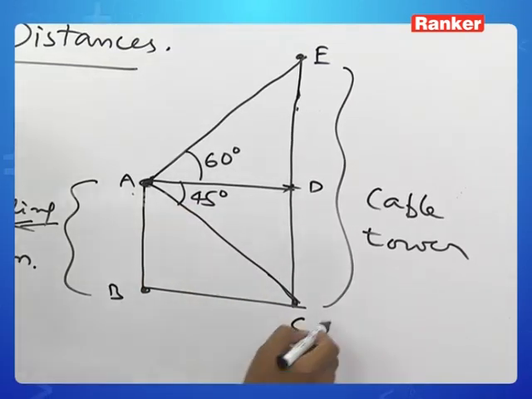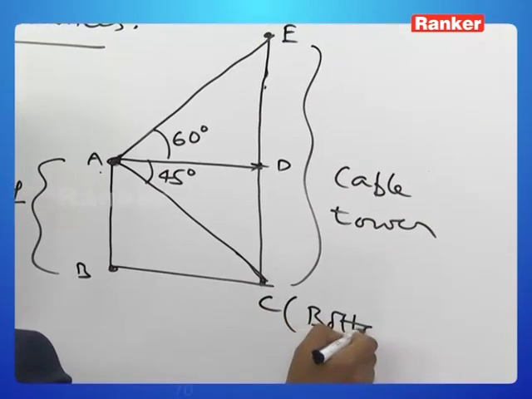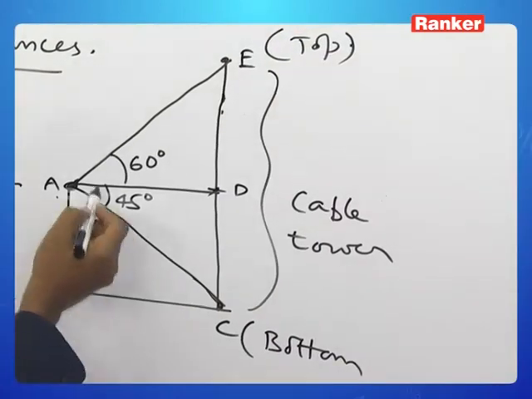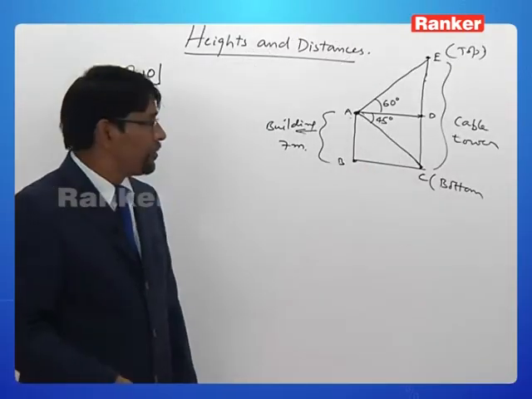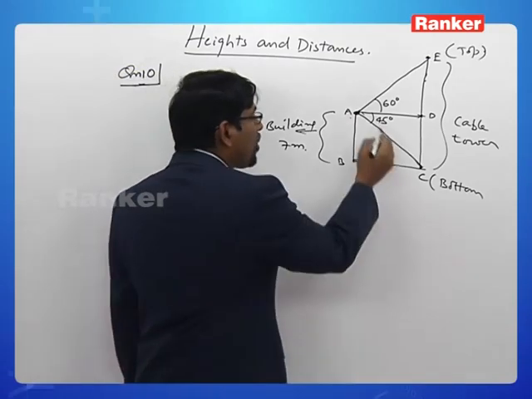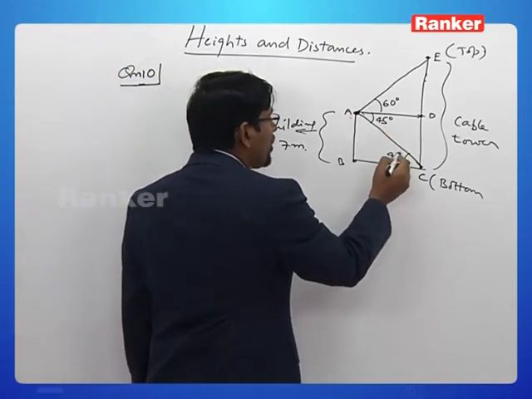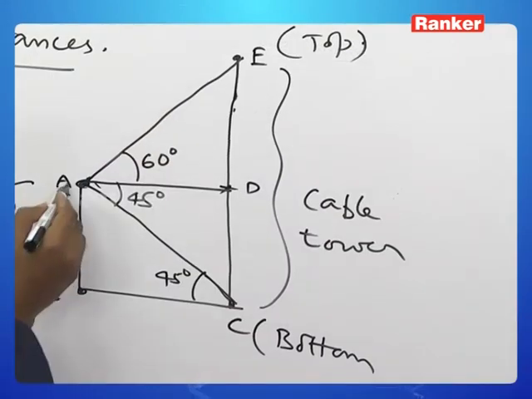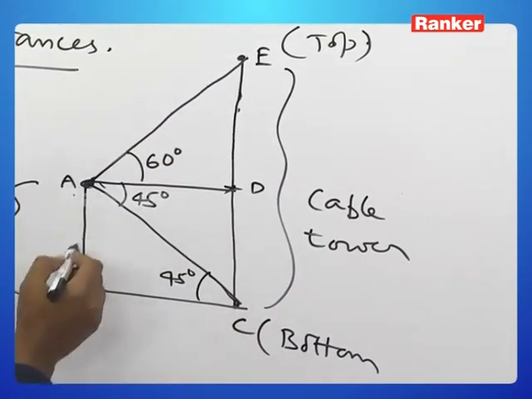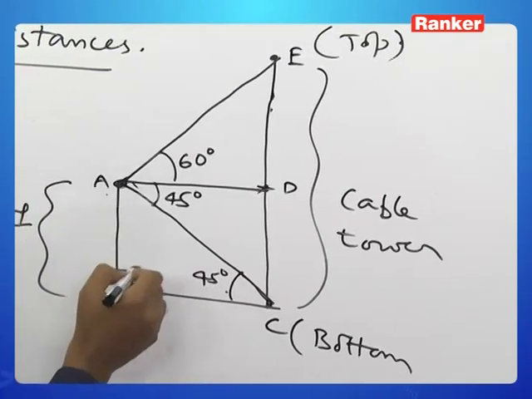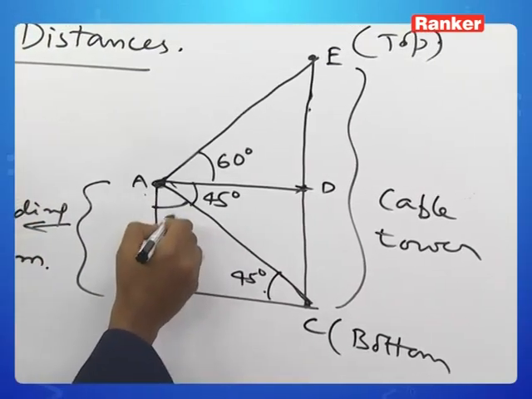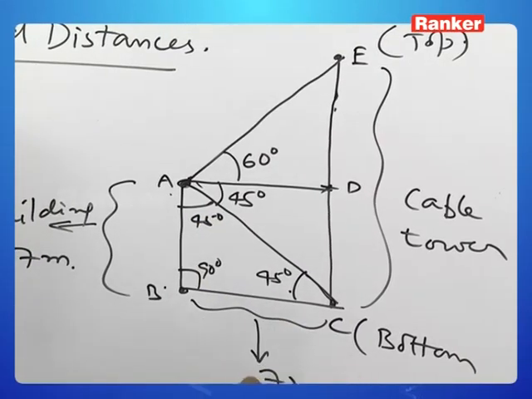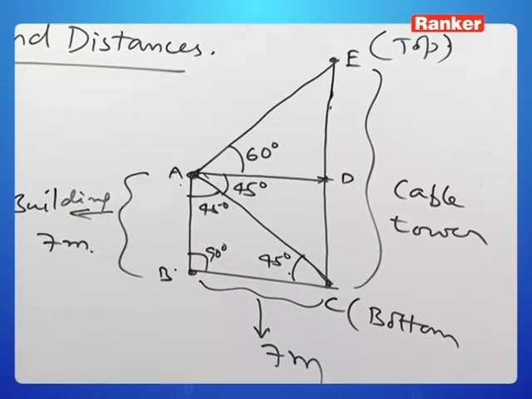The bottom of the tower is this, and this is the top of the tower. This is the angle of depression from A. This is 45, therefore this also should be 45. And if this is 7 meters, clearly BC also has to be 7 meters. This is 45, this is 90, so it should also be 45. This is an observation that we make.